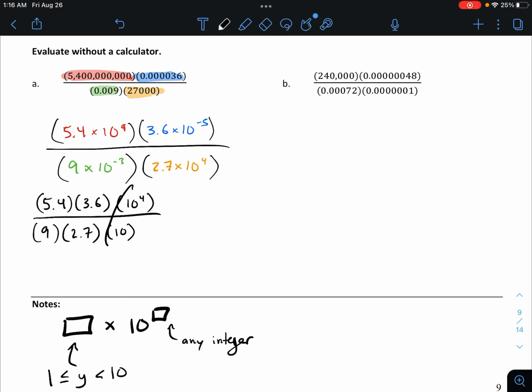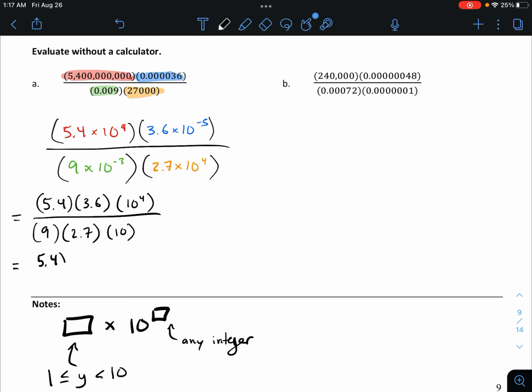All right. So what's happening now is that I can look at the 10 to the fourth and the 10, and I can actually start reducing too, right? Because 5.4 and 9 would reduce, 3.6 and 2.7. Imagine if this was 36 over 27, right? I could factor out a 9. Imagine if this was 54 and 90. I could also factor out a 9, right? So there's a lot that we can factor.